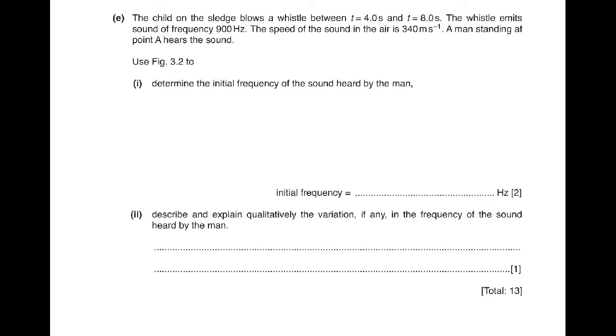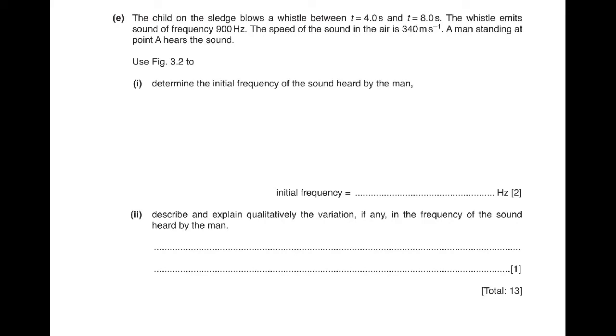Part E, the child on the sledge blows a whistle between t=4 and t=8 seconds. The whistle emits sound of frequency 900 Hz. The speed of the sound in air is 350 meters per second. A man standing at point A hears the sound, and we have to use the graph to work out the initial frequency of the sound heard by the man.